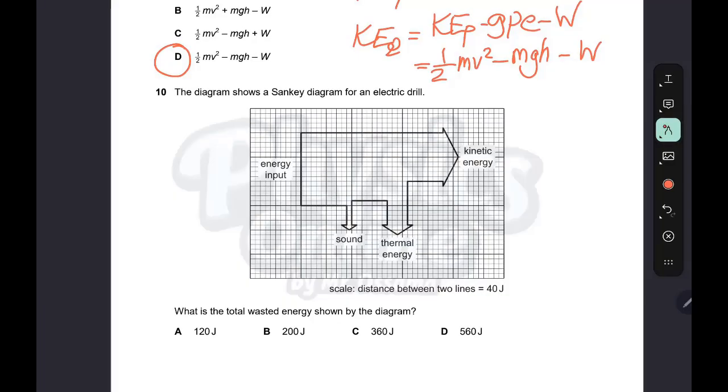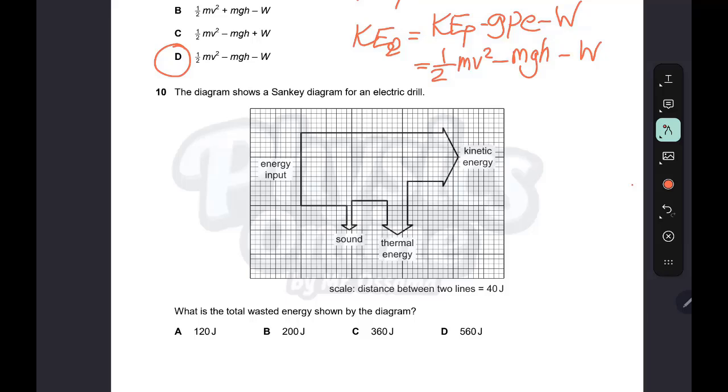A diagram shows a Sankey diagram for an electric drill. Energy input is here, and the kinetic energy, which is needed from a drill, is here. There is thermal energy and sound. This is waste energy. The scale distance between two lines is 40 joules. What is the total waste energy shown by the diagram?